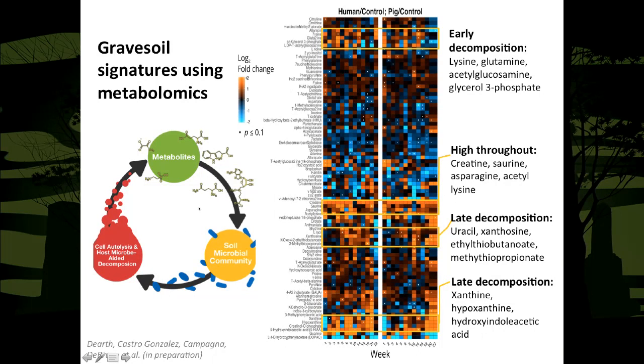For example, we noticed that some compounds are higher, which is indicated in orange here, earlier in decomposition. Some things are high throughout, and other things show up late in decomposition. Not surprisingly, a lot of things that are being elevated during decomposition are amino acids and other protein degradation products, and carboxylic acids, and some of the things I alluded to earlier. So we're seeing some of these signatures in grave soil. So we're just in the process now of sorting through this data and trying to document some of these patterns in a more statistically robust way.